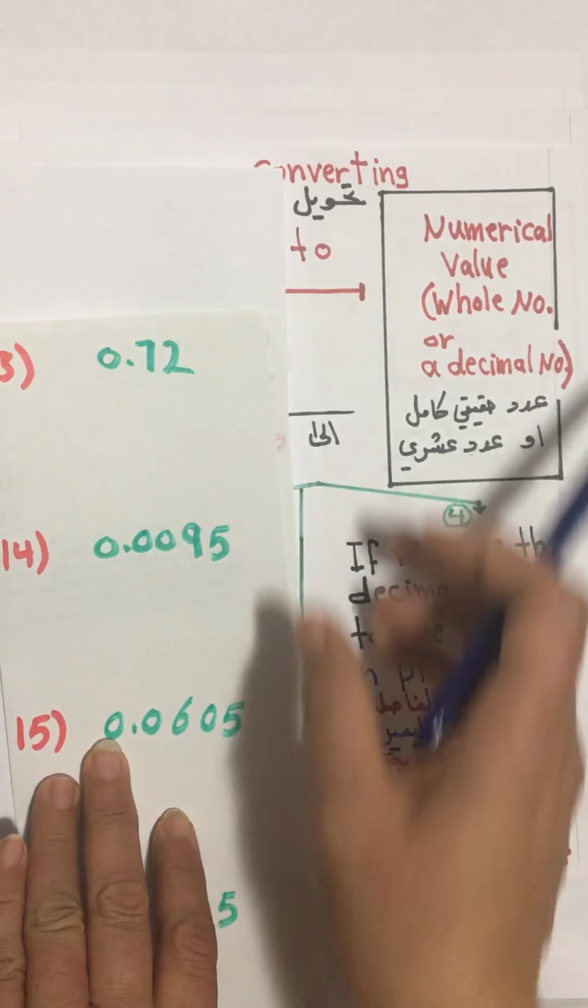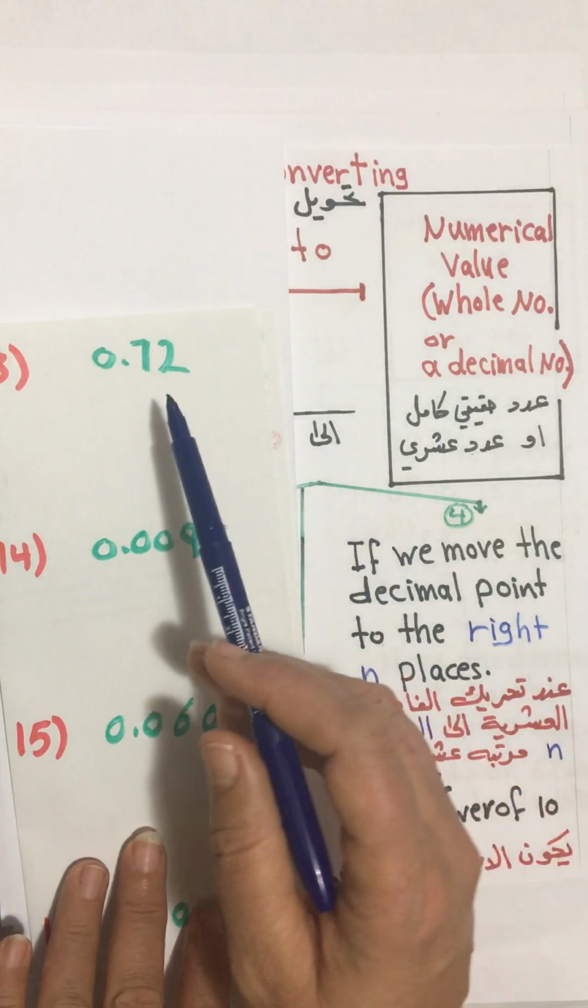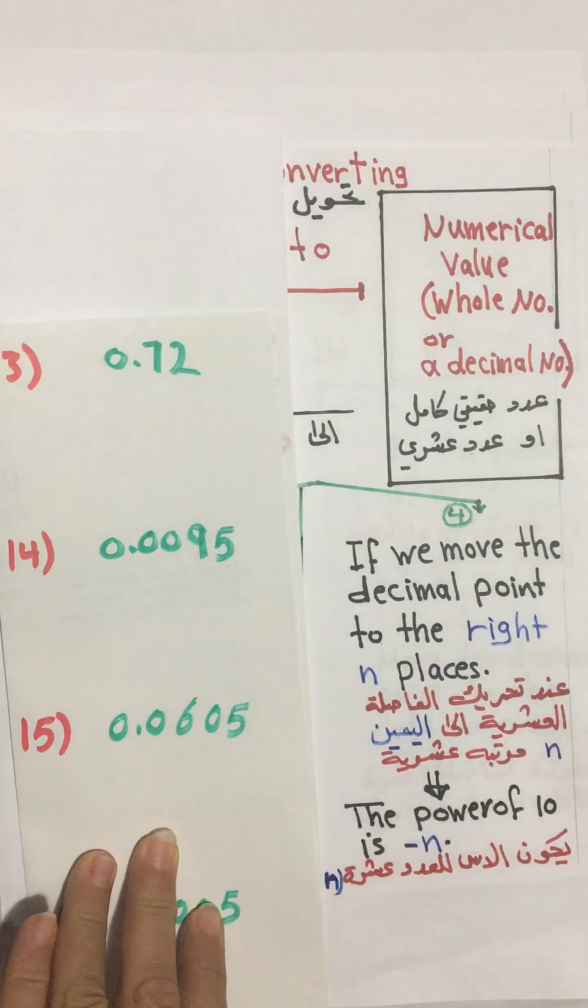Examples. 0.72. I want to convert it to scientific notation.